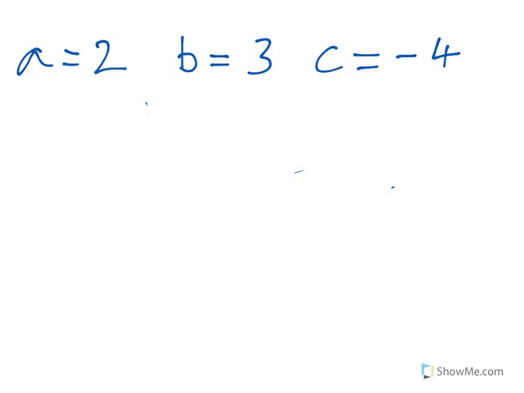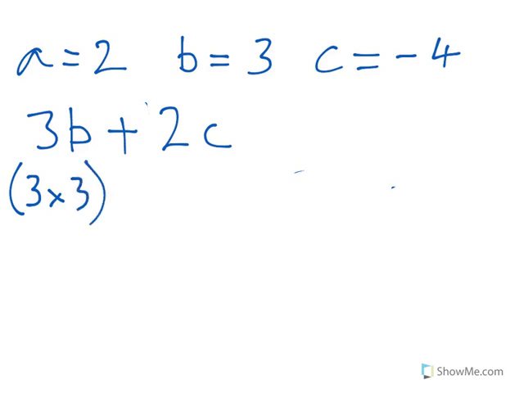Let's have a look at one that's slightly harder. If I put 3b plus 2c, let's look at what happens here. So 3b basically means 3 times b. So I'm going to put it in brackets. I'm going to write 3 times whatever b is, which is 3, plus 2 times whatever c is, which is -4.